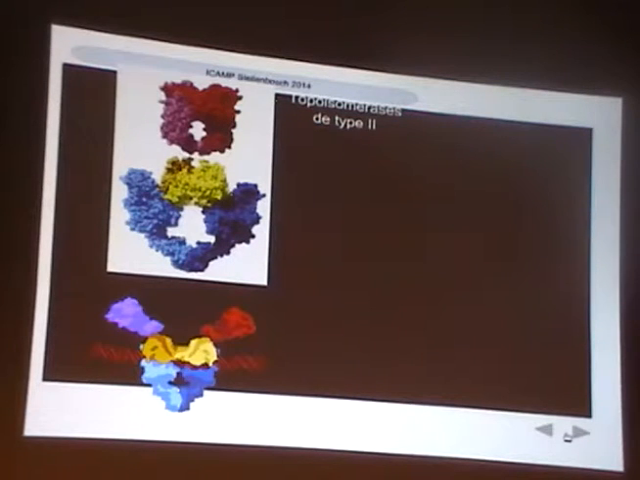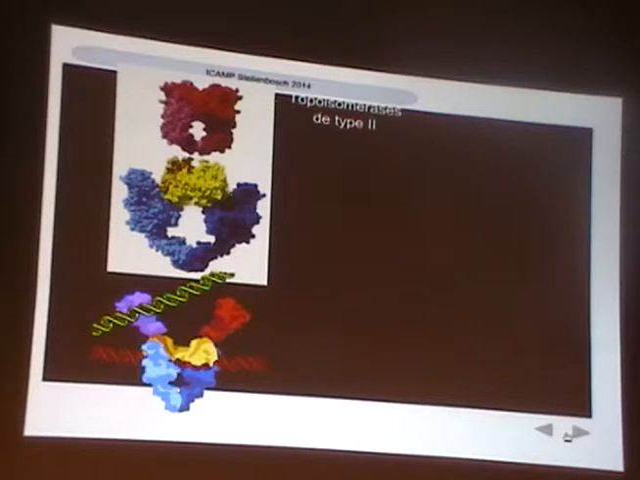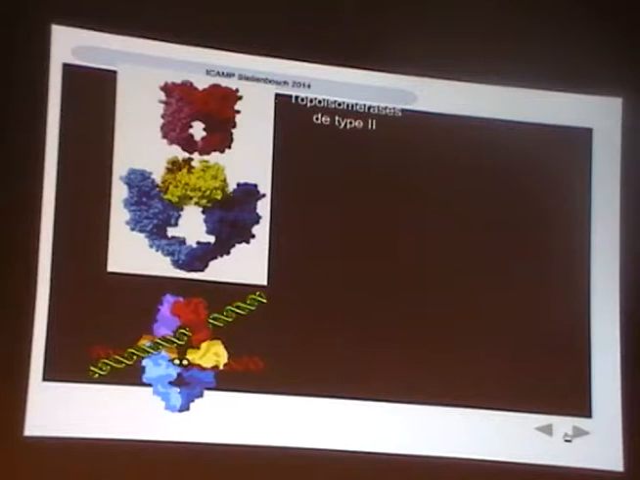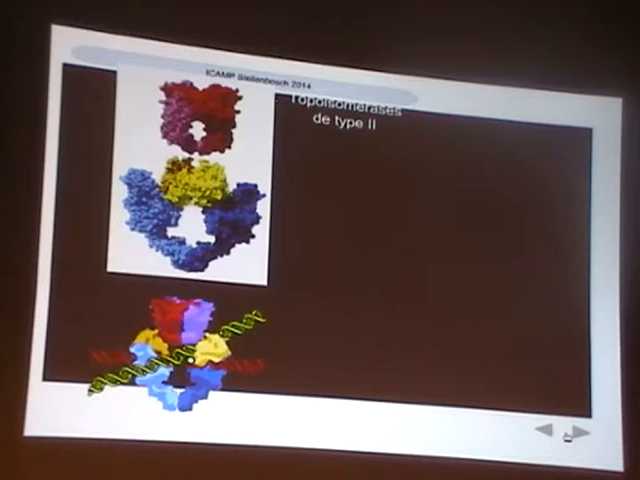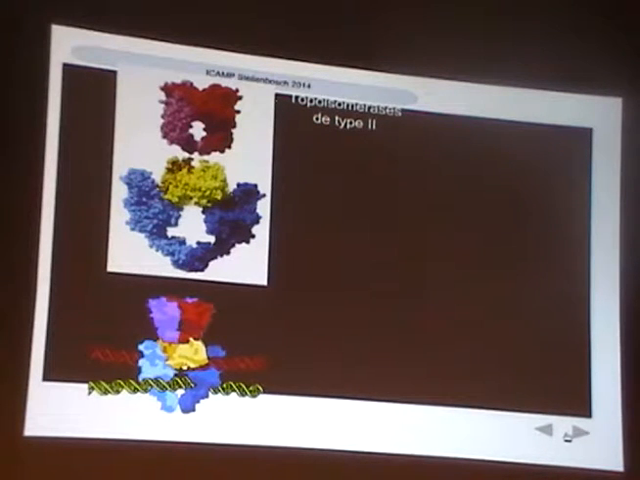And the way it works is that it captures a double-strand DNA, it captures another one, it will cut the red DNA and make the green one go through. Okay? You have a link like that. Okay? You cut, you separate, and you close again. Okay?